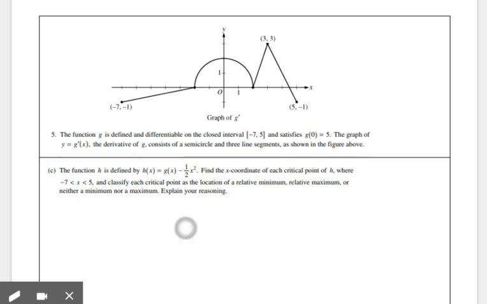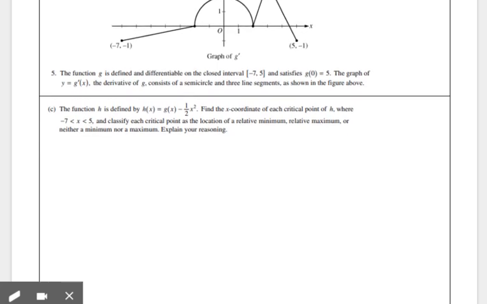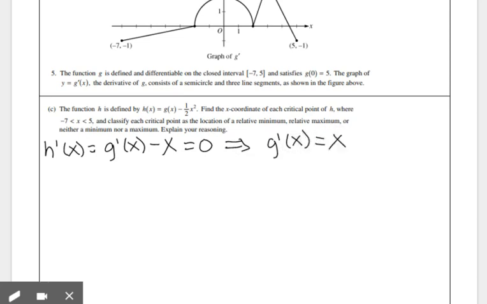So in order to find critical points, we know that we need the first derivative. So we're going to need to know what h prime of x is. So h prime of x is equal to g prime of x minus, drop the 2, so we get minus just x. Critical points mean set the first derivative equal to 0. So when we solve this, we get g prime of x is equal to x.